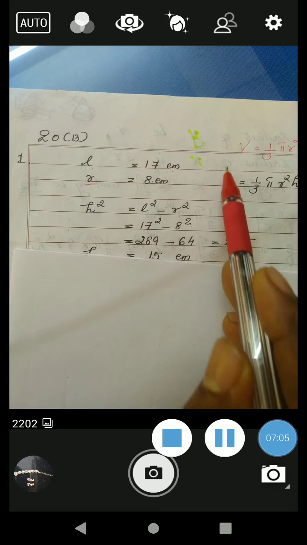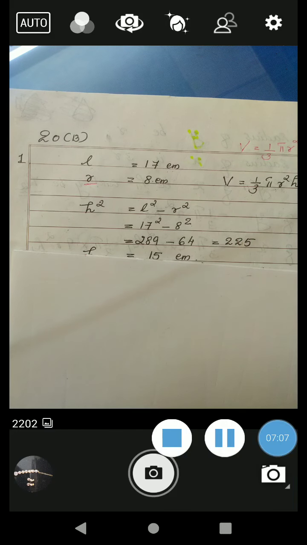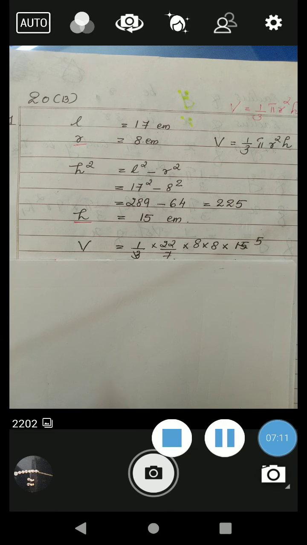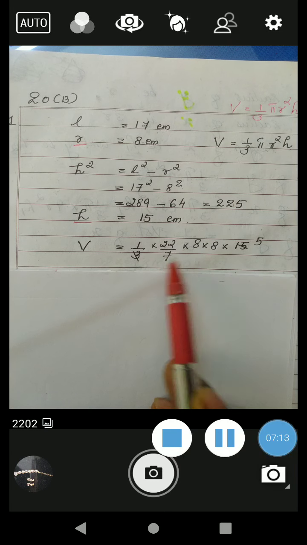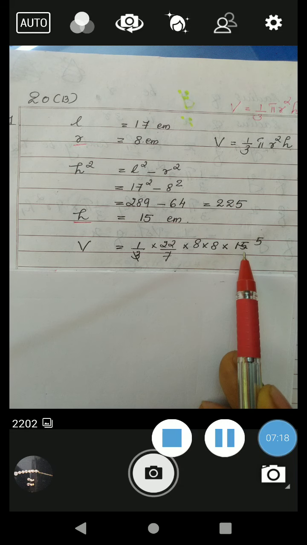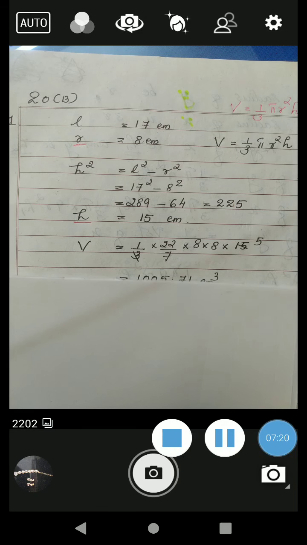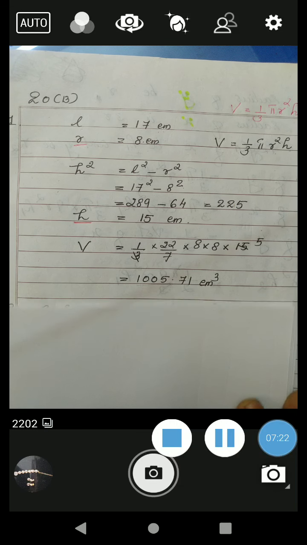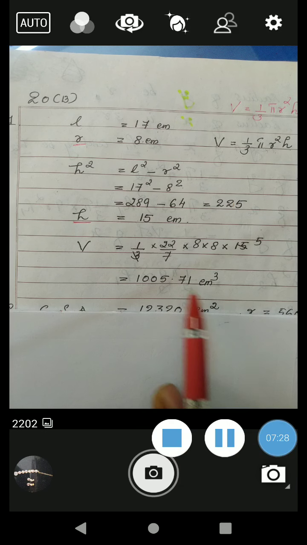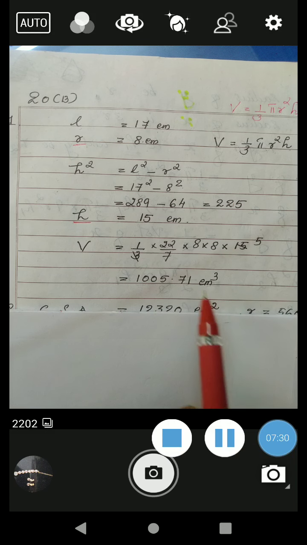Now consider this formula. Volume is equal to 1/3 pi r square h. Pi is 22/7 into r square, 8 into 8, into h, 15. Substitute those values and simplify and you will get the answer, 1005.71 centimeter cube. Volume is in cubic unit.